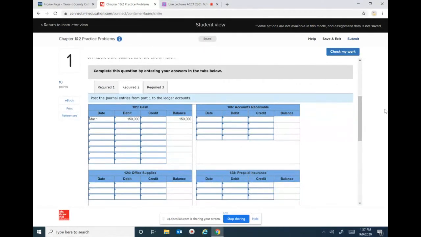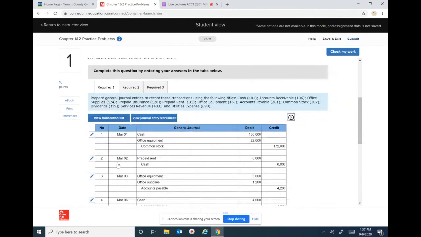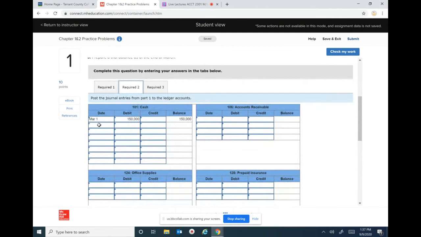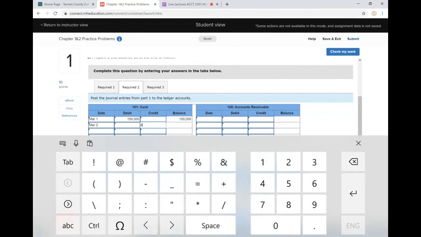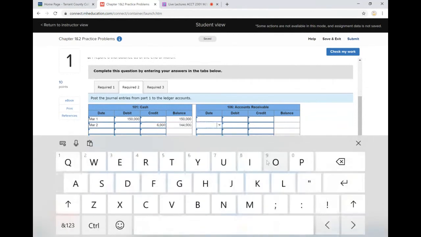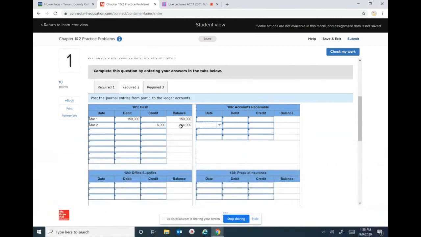Let's do one more just so I have a few more numbers here. I'll go to the next transaction, March 2nd, prepaid rent in cash. So I know here that my cash will be going down $6,000. And see how now the ending balance is adjusted to show the decrease.